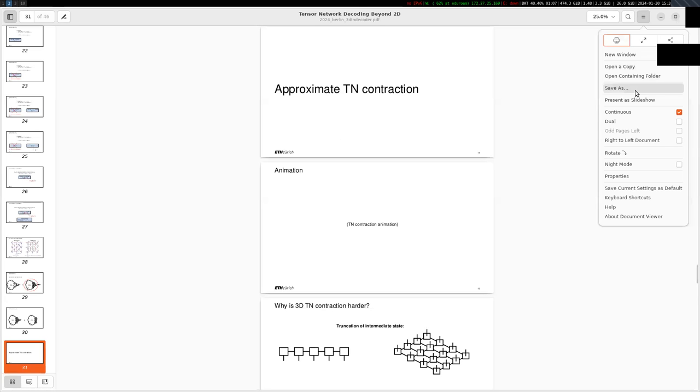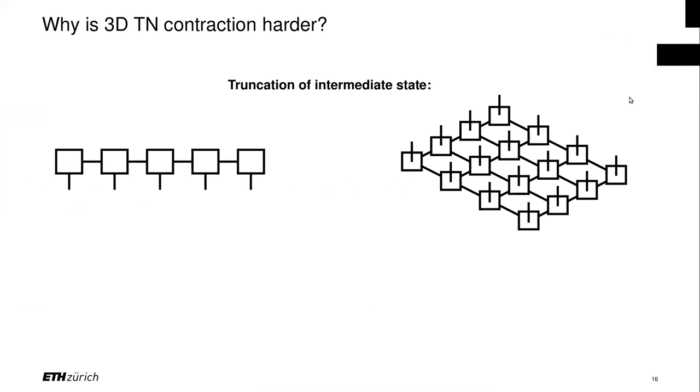So in this animation, you would think that the 2D and the 3D case look pretty similar. So why should the 3D case be so much harder than the 2D case? It all has to do with the truncation of the intermediate state. When you truncate this 2D tensor network, your intermediate state is going to be this 1D line of tensors, or an MPS.